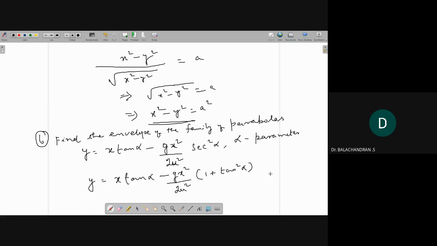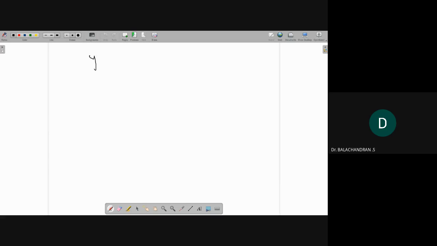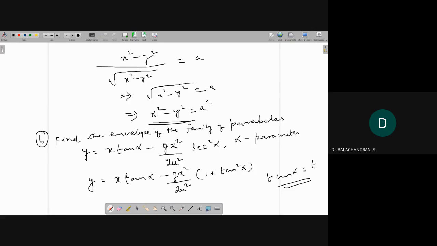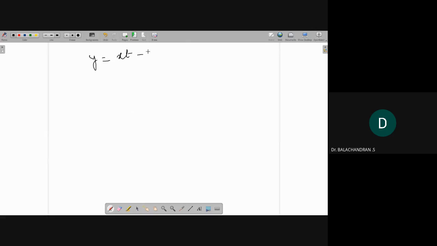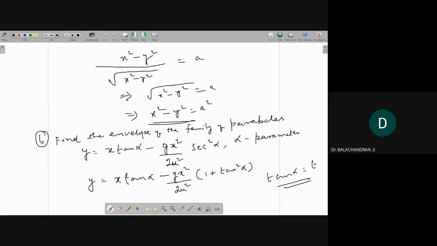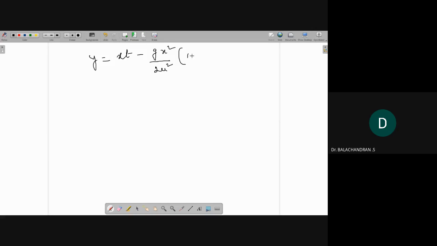Okay, so let us take tan alpha is equal to some t, for notation. So that's why I am taking this some t. So y equal to x t minus g x square by 2 u square into 1 plus t square. Okay.